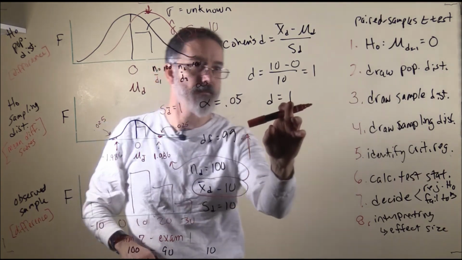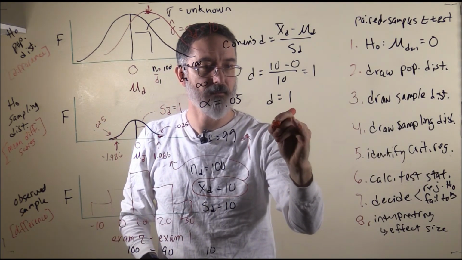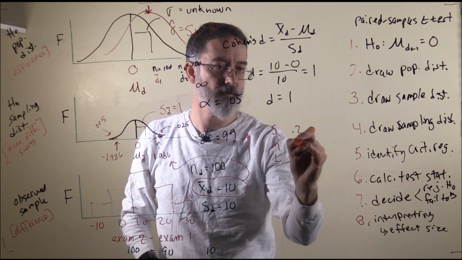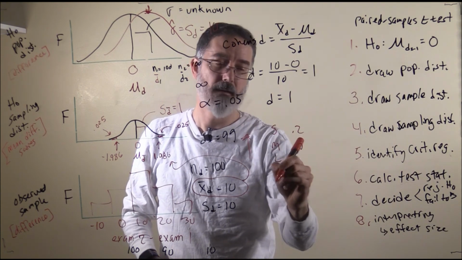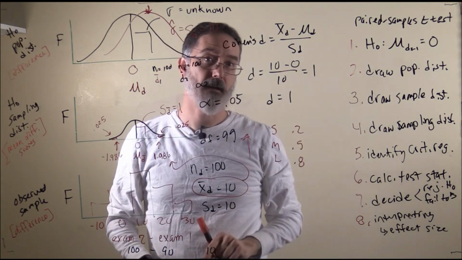And the effect size of 1 is a large effect size. Remember, for Cohen's d, there's small, medium, and large effect sizes. And small is plus or minus 0.2, medium is plus or minus 0.5, and large is plus or minus 0.8. So a 1 effect size is a pretty large effect size in psychology.